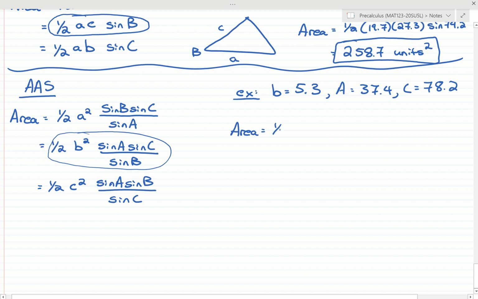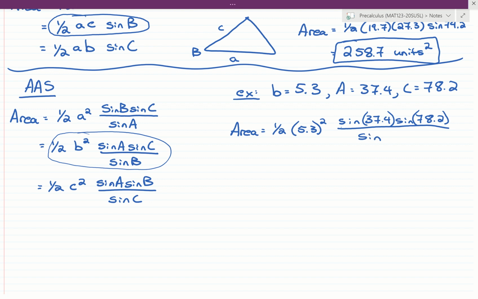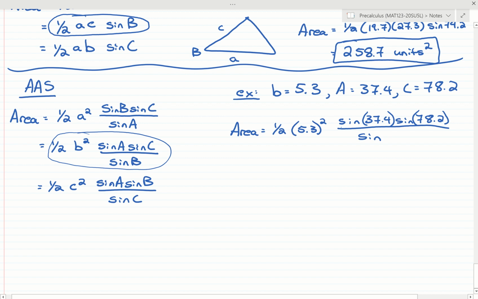The area would equal 1/2 of 5.3 squared times the sine of A times the sine of C divided by the sine of B. And we don't know what B is yet, right? We have to figure that out. Well, it's not a big deal.